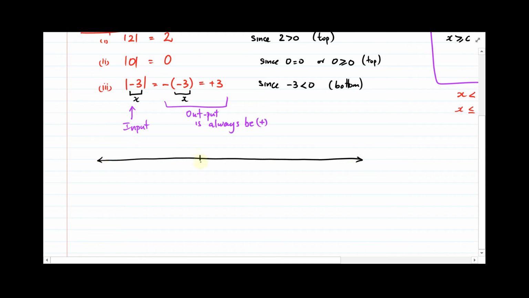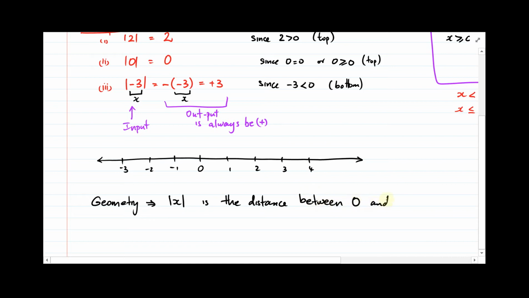Right? And if we ask the question, so let's put these numbers in first. And if we say that there is a geometrical interpretation, so from geometry, we're going to say that the absolute value of some number x is the distance between 0 and x on the number line.